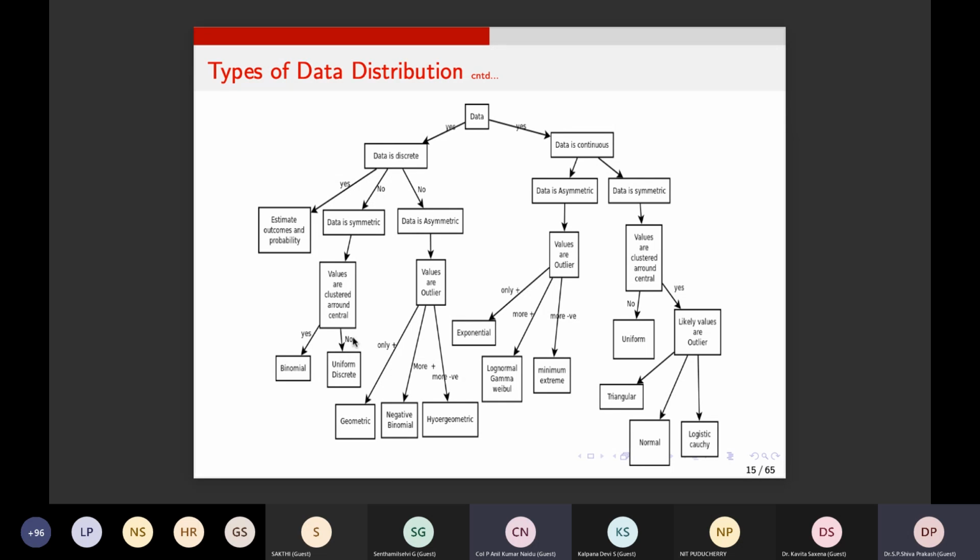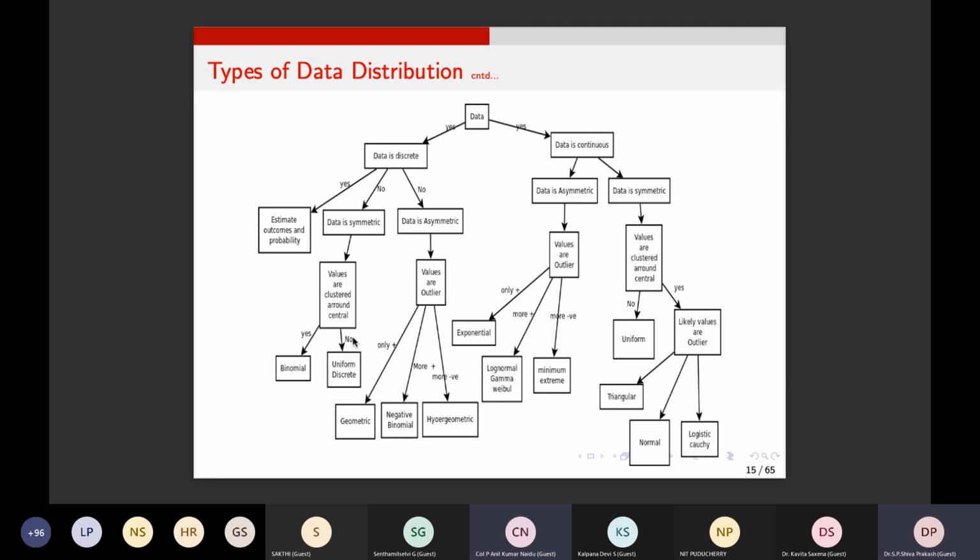Whereas if it is continuous, the data is either symmetric or asymmetric, so it falls into these two categories. Now, if it is asymmetric, obviously the values are outliers, and we try to find whether only positives are there, more positive or more negative. If only positives, it may go to exponential, or with more positives, it may go to log normal, gamma, or a Weibull distribution, or whenever it is more negative, it can go to the minimum extreme, right?